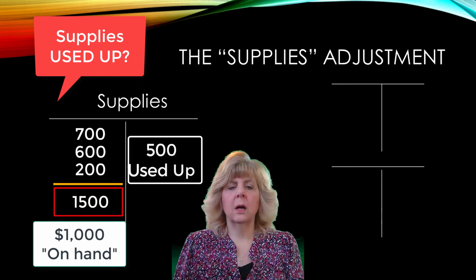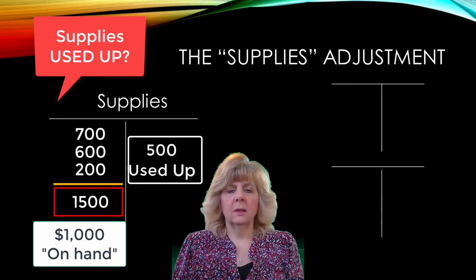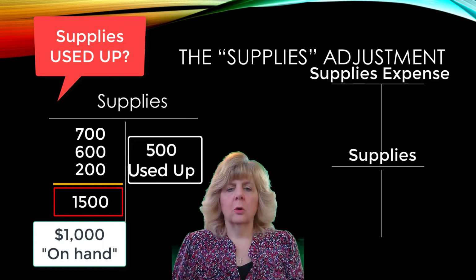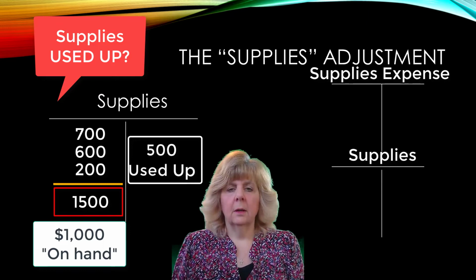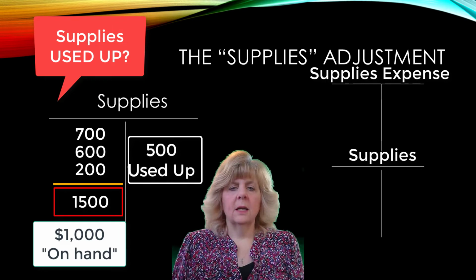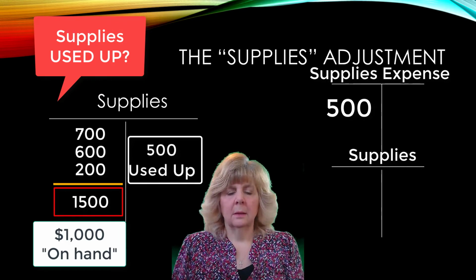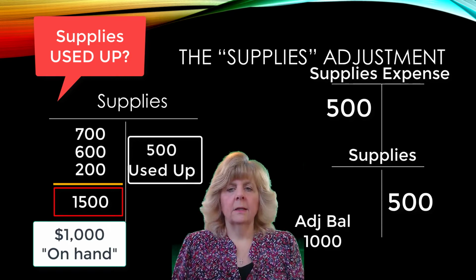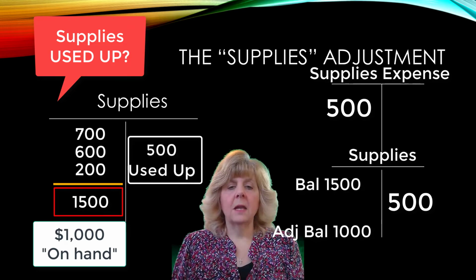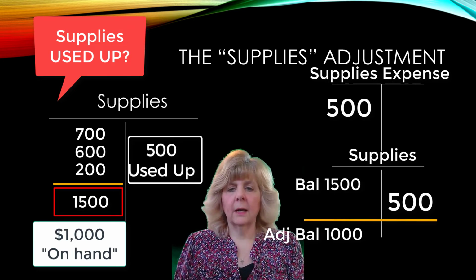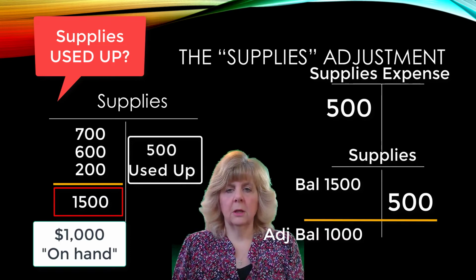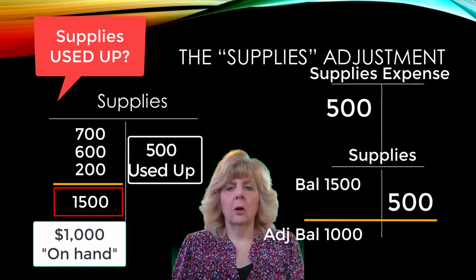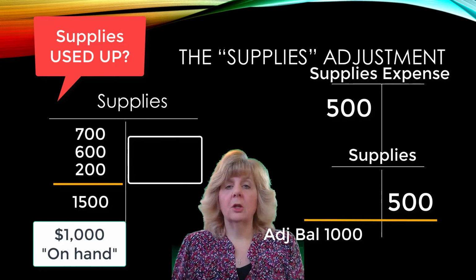supplies used up. What do we do with this number? We make a journal entry to adjust. How do we do it? We debit supplies expense and we credit the asset supplies. Supplies expense is a cost of doing business, and now the supplies account will reflect the proper balance on the balance sheet. A reminder, all adjustments affect an income statement account and a balance sheet account.